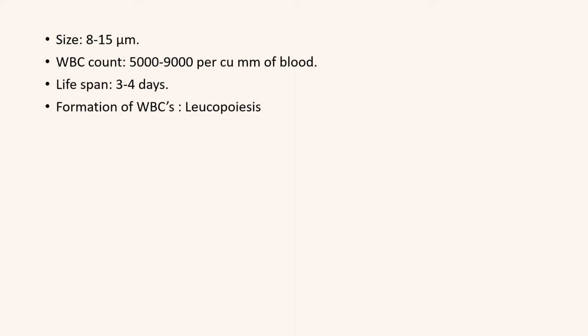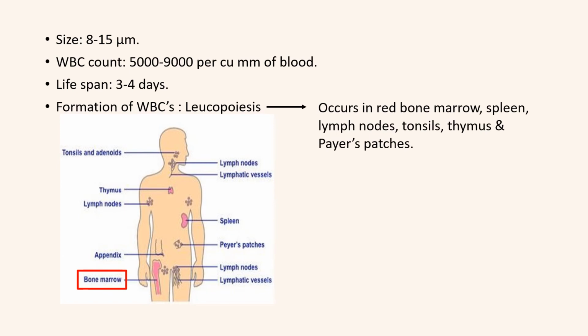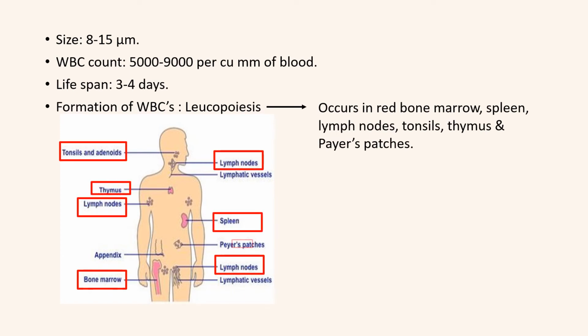Size of WBCs is about 8 to 15 micrometer. Normal WBC count is 5,000 to 9,000 per cubic millimeter of blood. Lifespan of WBCs is 3 to 4 days. The formation of WBCs is known as leukopoiesis. This occurs in red bone marrow, spleen, lymph nodes, tonsils, thymus, and Peyer's patches.